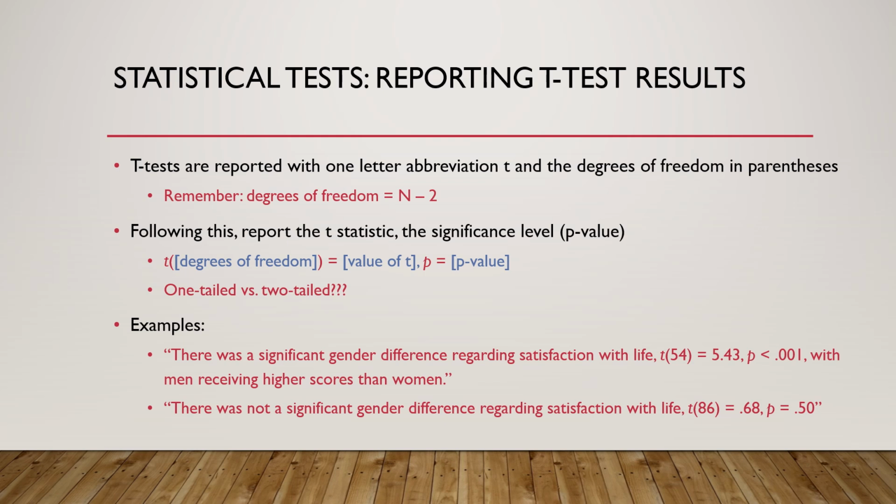So as an example, here we have: there was a significant gender difference, t of 54 equals 5.43, and the p-value is less than 0.001, so pretty significant, with men receiving higher scores than women. All right, cool. And maybe another alternative is: there was not a significant gender difference regarding satisfaction with life, t of 86, so that means 88 participants, because minus 2, equals 0.68, p equals 0.5. That 0.5 is not significant. Remember, you need 0.05 to be significant.